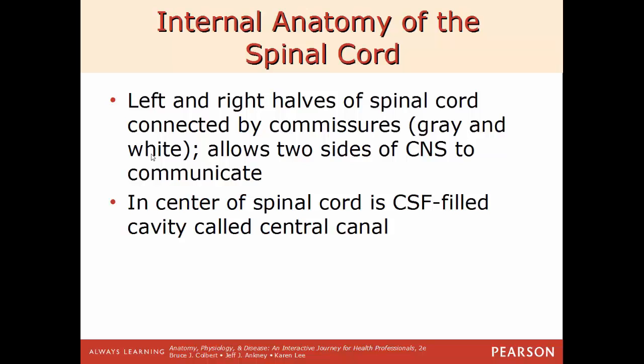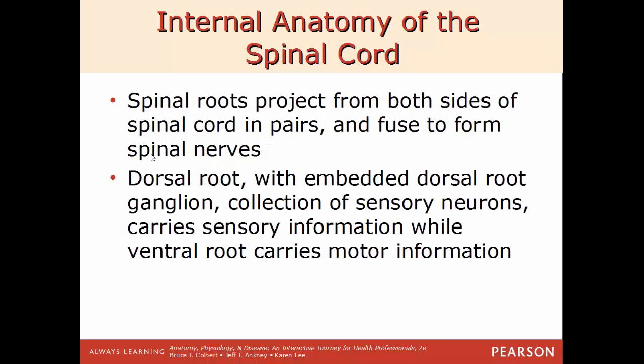Now, in the center of the spinal cord is a cerebrospinal fluid-filled cavity called the central canal. Now, the spinal roots will project from both sides of the spinal cord in pairs, and these will fuse together to form the spinal nerve. The dorsal root, with embedded dorsal root ganglion, is a collection of sensory neurons and will carry sensory information, while the ventral root will carry motor information.